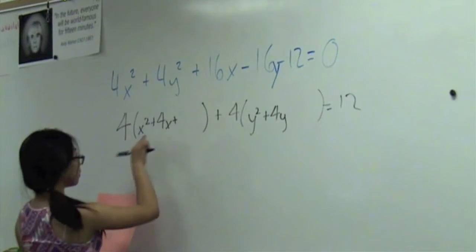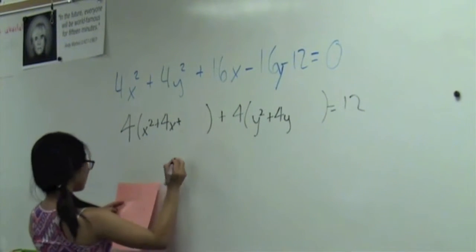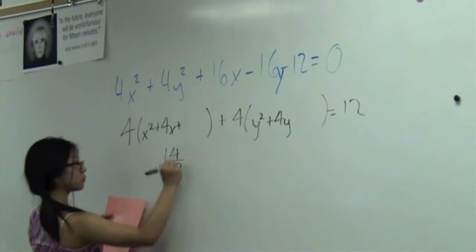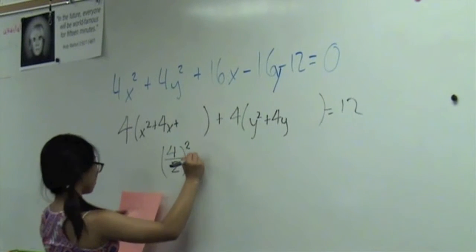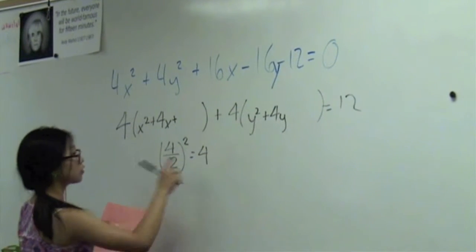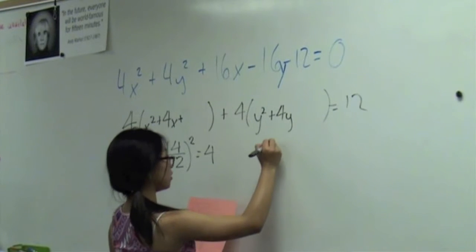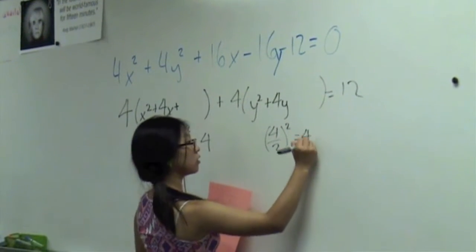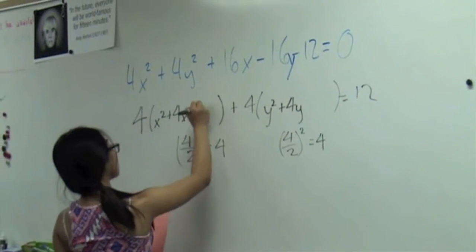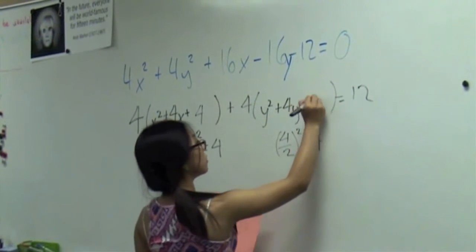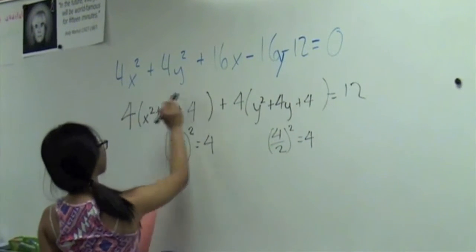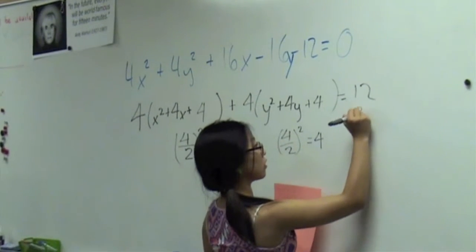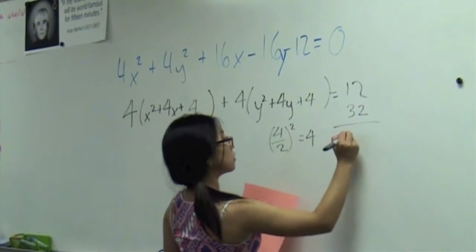And then to get this number right here, you are going to do (4/2) squared, which equals 4. And you're going to do the same thing for this side, 4/2 squared equals 4. So 4 will go in here, plus 4. And then if you distribute that to the 4, it'll be 16. And 16, same here, so it'll be 32 altogether. And that'll be 44.